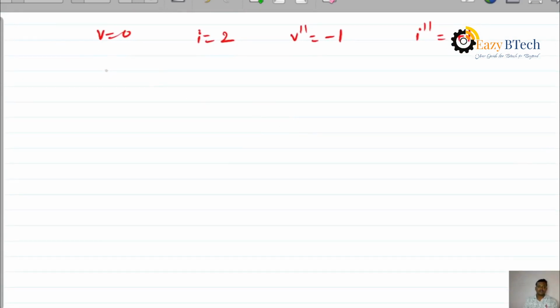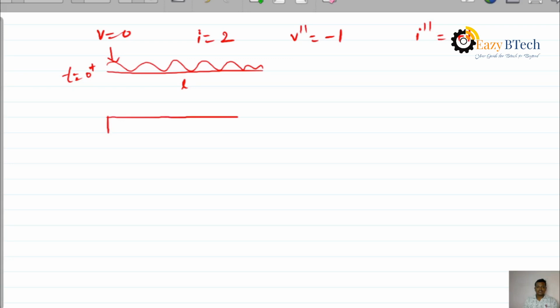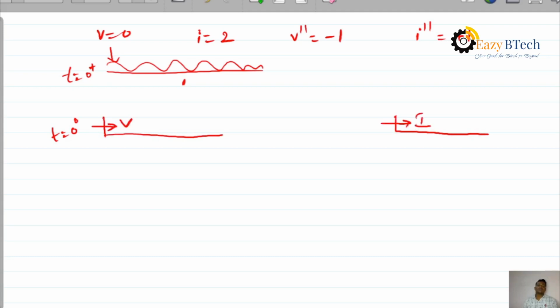We will analyze this in the transmission line. Assume that this is a transmission line, and the wave is initiated here. The length of the line is L. At t equals 0 plus, the surge is initiated here. Therefore, a voltage waveform V is initiated, and like that, the current waveform I is also initiated in the short circuited line.